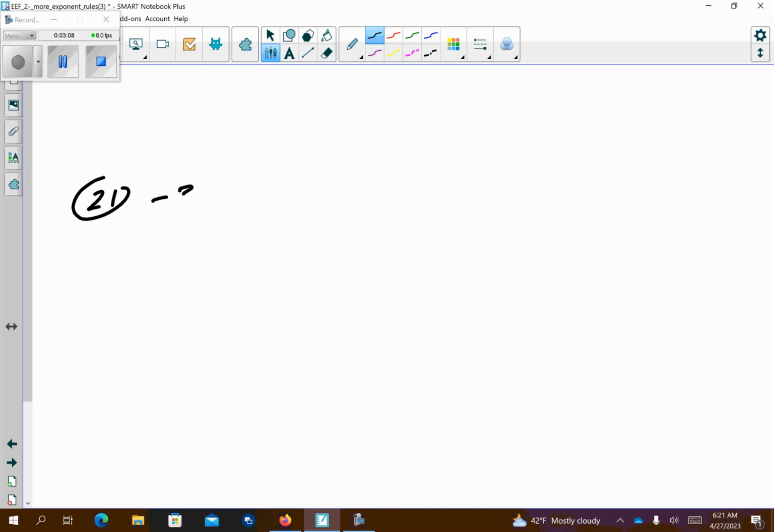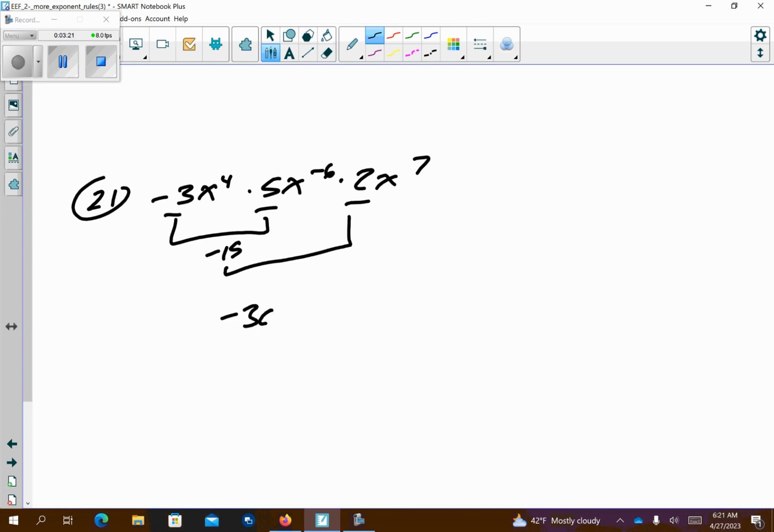21, we get 3x to the fourth times negative 5x to the negative 6 times 2x to the 7th. Let's multiply everything outside. So that's going to give me negative 15. Then negative 15 times 2 is negative 30. Add the exponents. So that's going to give me negative 2. And if I add that, I get to 5, because negative 2 plus 7 is 5. So negative 30x to the fifth.